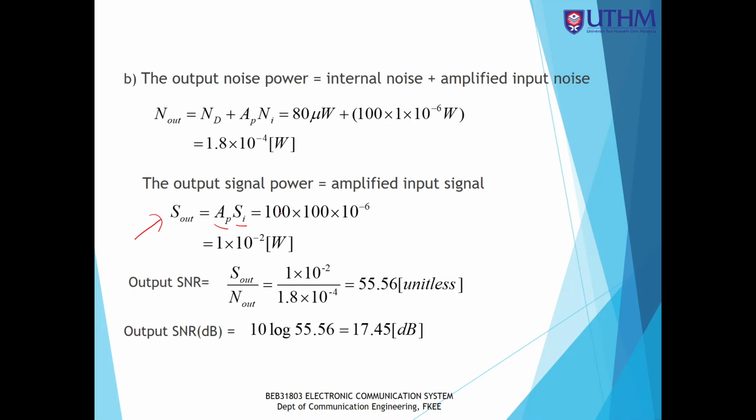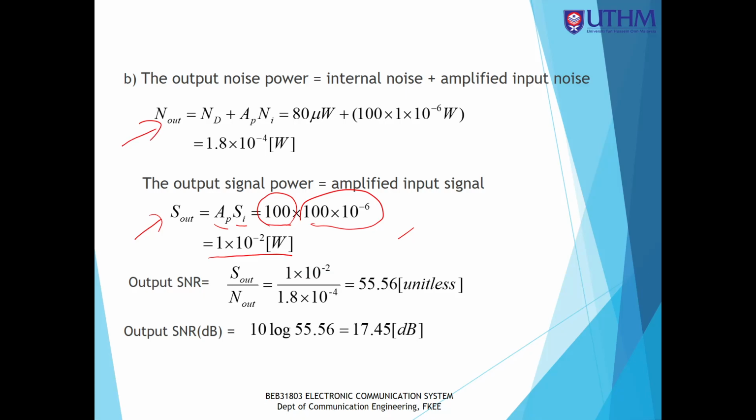So therefore, 100 for the gain. This is anti-log of 20 dB. Okay, anti-log of the gain 20 dB, you will get 100. Multiplied with the input signal power 100 microwatt. So you get 1 times 10 power of minus 2 watt. Very easy. And then I will find the output noise power.